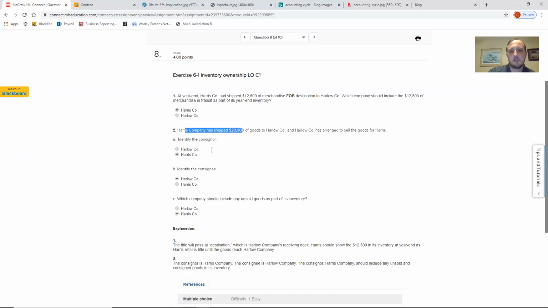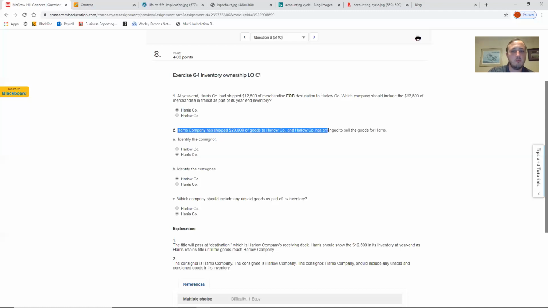So again, just the terminology here. So consigning, I'm shipping you these goods. Harlow's going to hold on to these goods in the attempt to sell them. And if they don't sell them, these still belong to Harris. Harris is not selling these to Harlow until the sale is made.